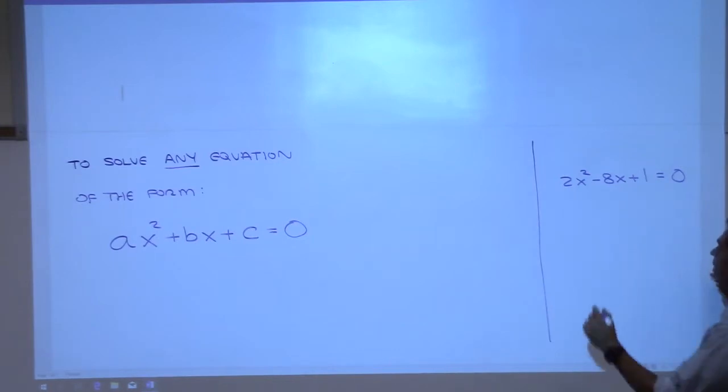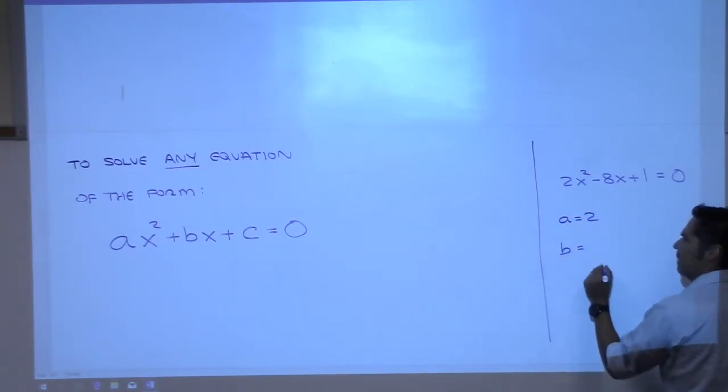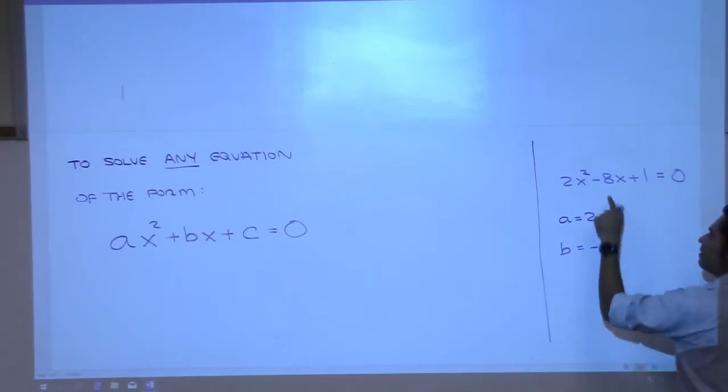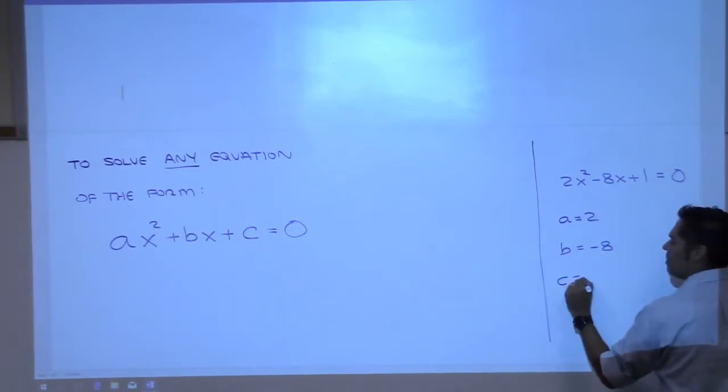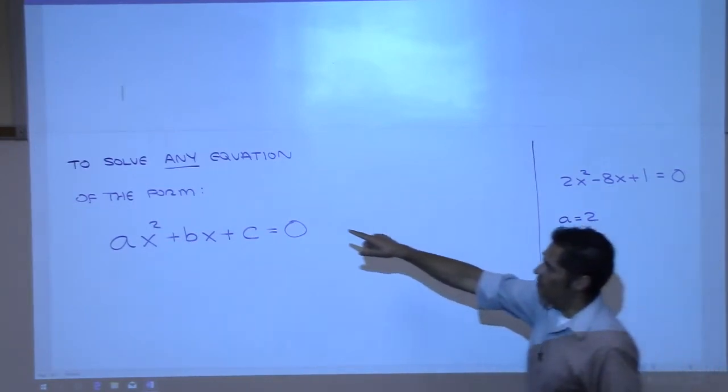What would A be for us here? A would be 2. What would B be? Negative 8. Don't forget the sign, negative 8. And then what would C be? 1.